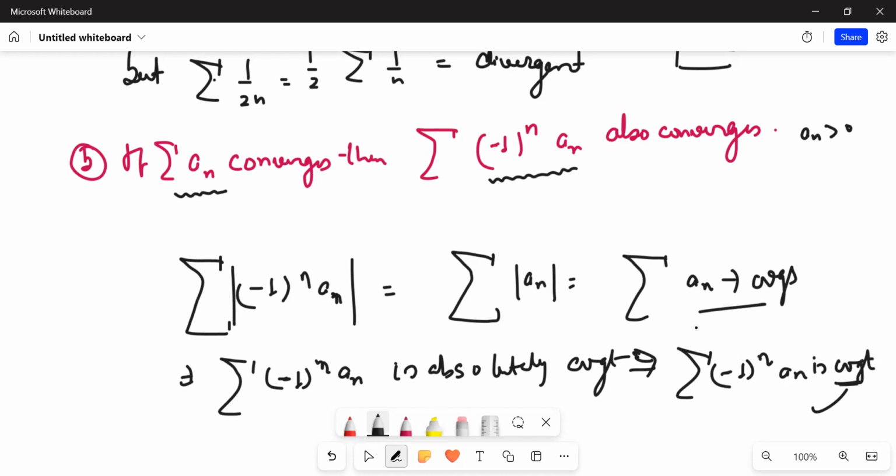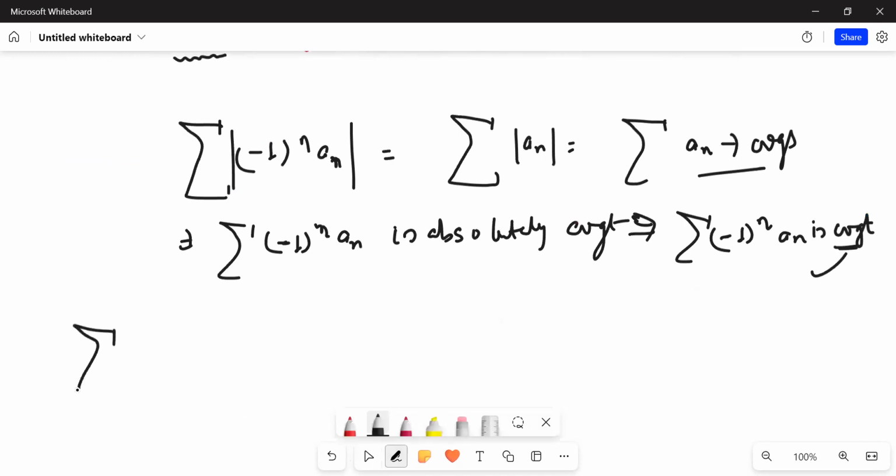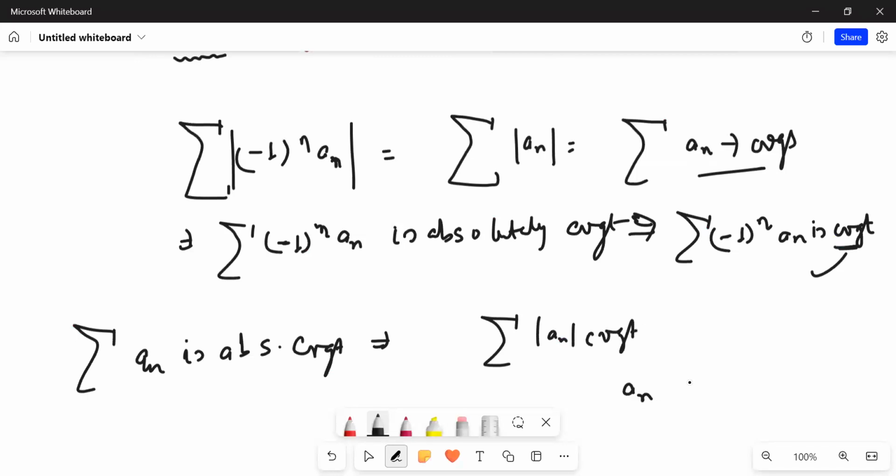Okay, if the series is absolutely convergent, then the series is convergent. Why? Because if I'm saying that a series is absolutely convergent, it implies that its modulus is convergent. And from the comparison test, I know that an can always be written as less than or equal to modulus of an. So if the series is absolutely convergent, then the series is convergent.